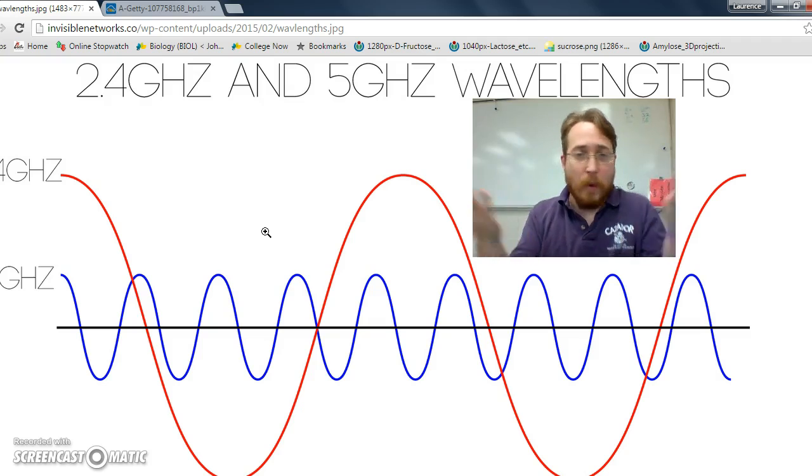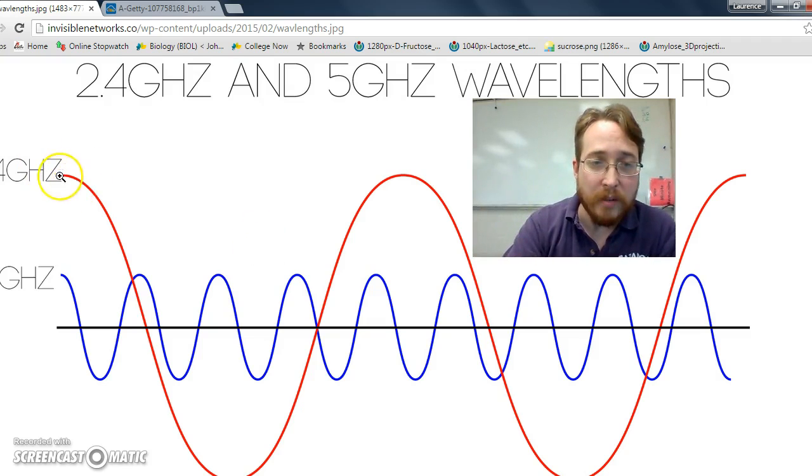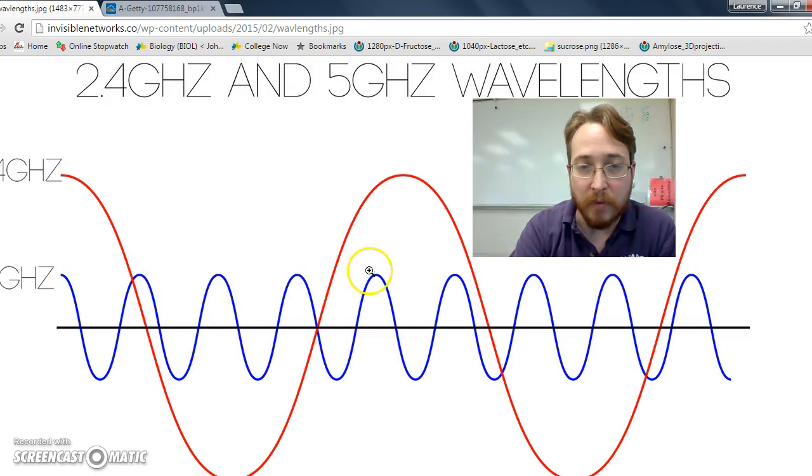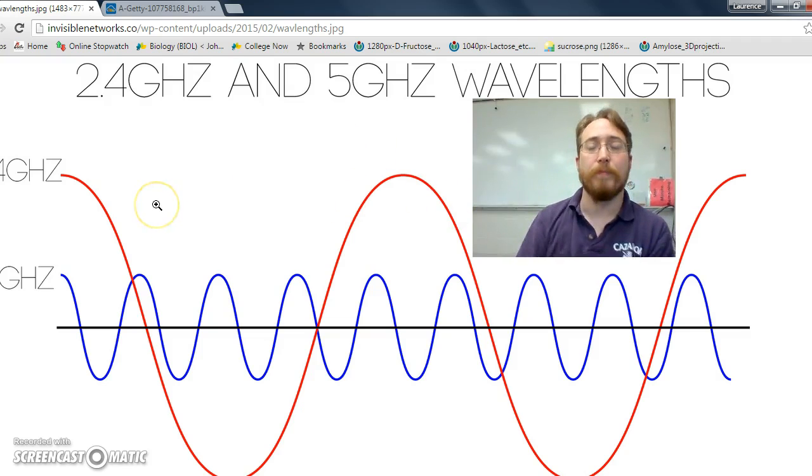Well, waves can have different wavelengths. So, for instance, this one has a very long wavelength, the distance from here to here, and this one has a shorter wavelength from here to here. So many more cycles of this wave repeat themselves within the same distance. Here you've got 5 cycles, and here you only have 1 cycle.